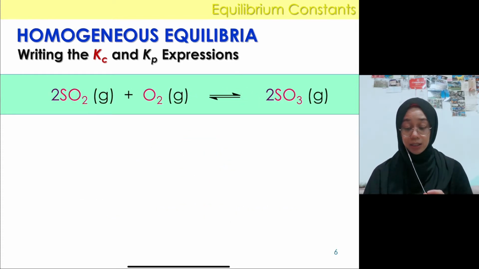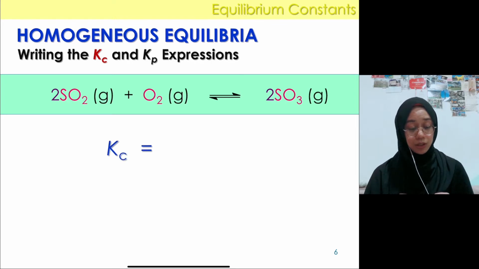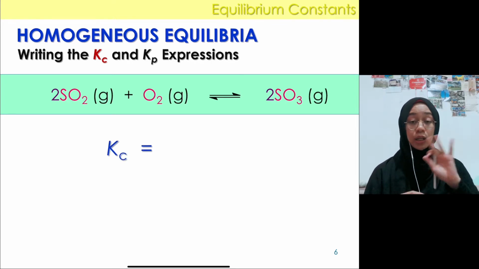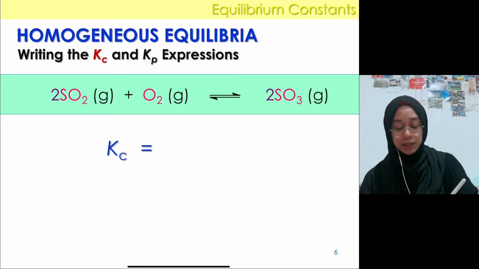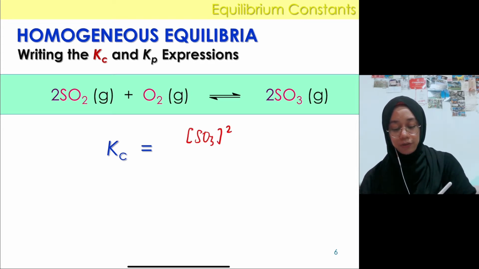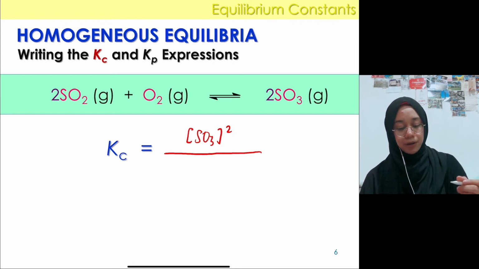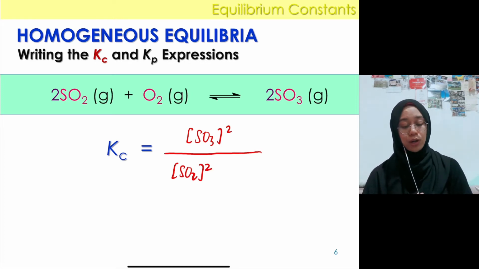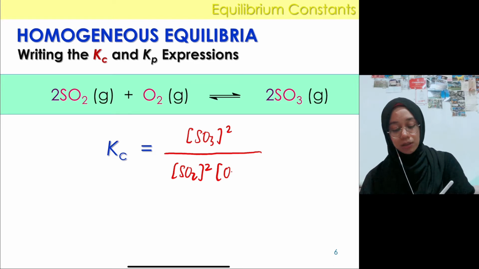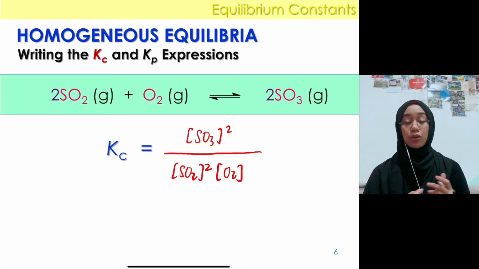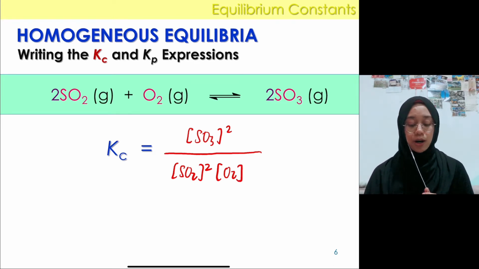Okay, so let's say kita tengok yang ni pula. So untuk yang ni, so semuanya adalah gas. Okay, so kita buat macam biasa aja. So SO3 to the power of 2 and then divide by, so kita ada SO2. So SO2 tapi dia ada 2 mol kan, so maksud to the power of 2, and then times with concentration of oxygen, which is to the power of 1 since coefficient dia adalah 1.